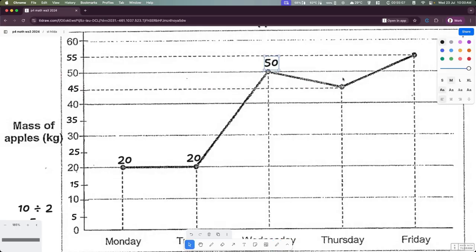Okay, so that's what we're going to do. Type in 45. And then the last one, Friday. This is 55. So we're going to put 55 here.